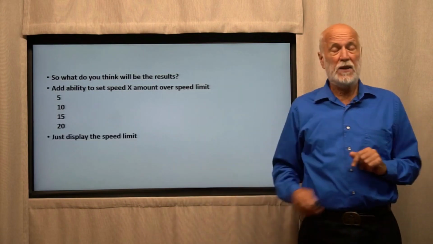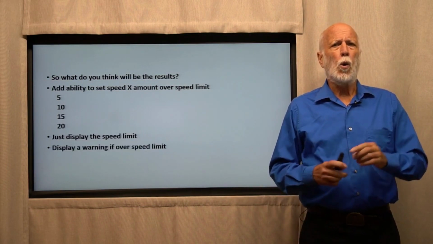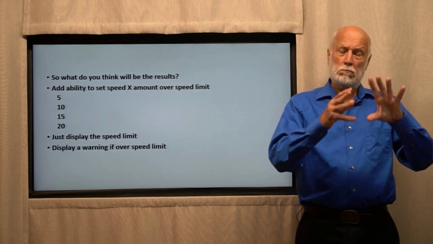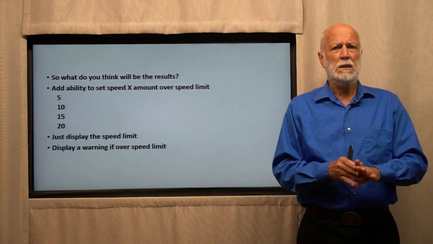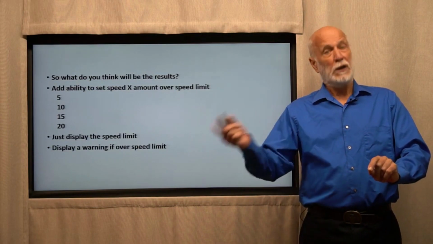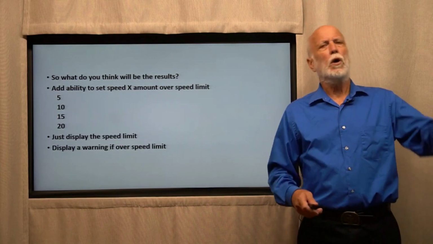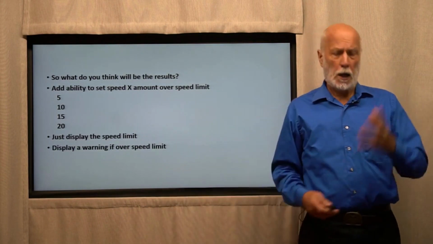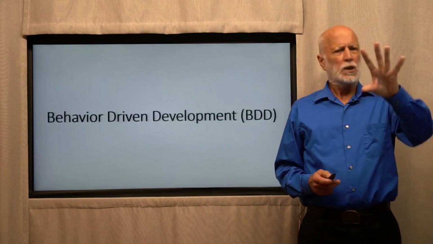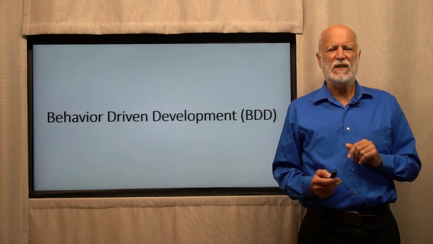Maybe we just display the speed limit and make the driver feel guilty. Or display a warning if over the speed limit. So we take a hypothesis, we see what the results are, and we either decide to drop it, move on to the next one, or pivot and change our MMF accordingly. So that's hypothesis-driven development. Let's take behavior-driven development.